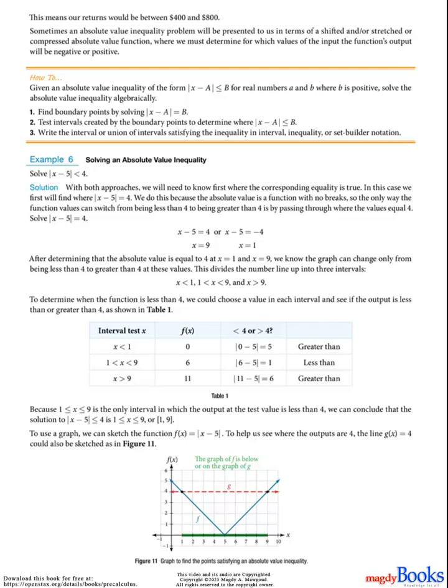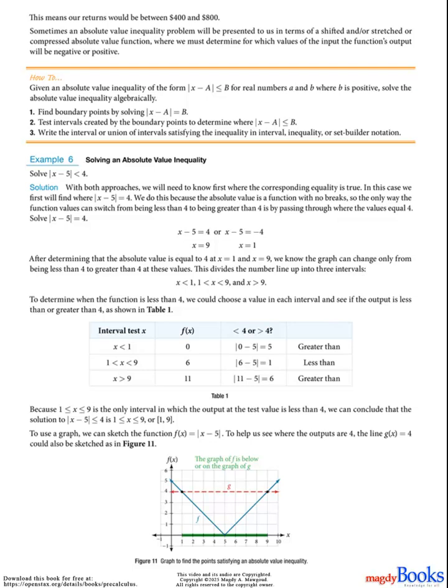Because 1 is less than or equal to x is less than or equal to 9 is the only interval in which the output at the test value is less than 4, we can conclude that the solution to the absolute value of x minus 5 is less than or equal to 4 is 1 is less than or equal to x is less than or equal to 9, or open square bracket 1, 9, closed square bracket.